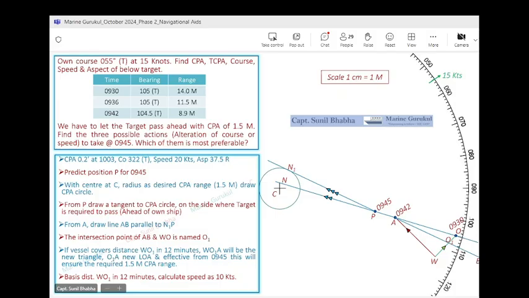So up to here, beta, any doubts coming in? Negative, sir. Badhiya. Very good, beta.